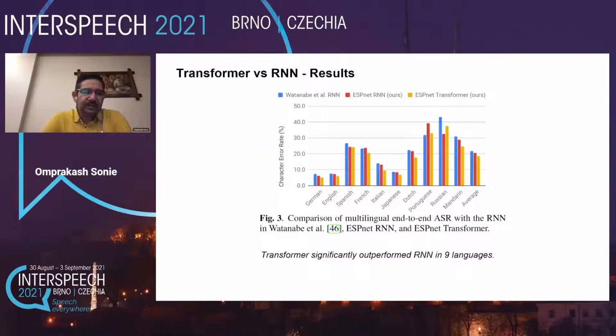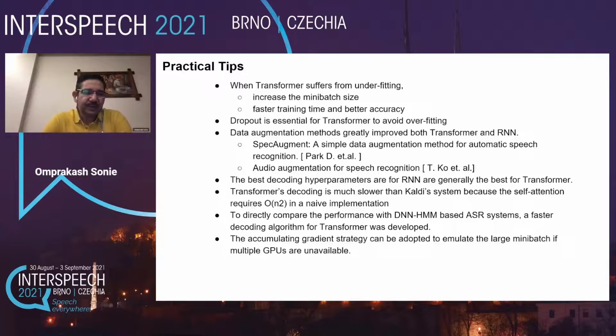And again, the comparison was also done on multiple languages: are we seeing the gain only on one language, or are we seeing the gain in multiple languages? So definitely, transformers significantly outperform RNNs in 9 languages. So this is a good summary which will be used later on also.